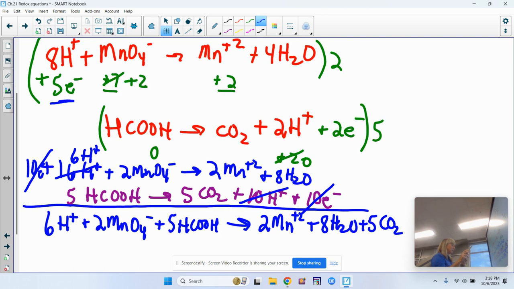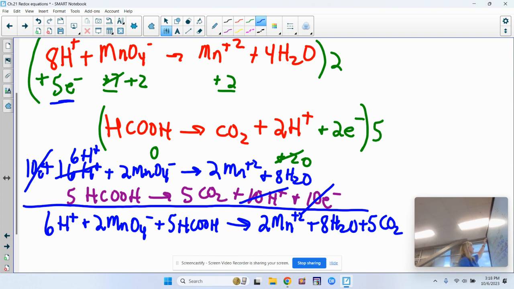And just a quick check, 5 carbons, 10 hydrogens there plus 6 more, 16 hydrogens plus 16 hydrogens. And then I have 8 plus 10, 18 oxygens there. I have 8 there and 5 times 2, 10 there. Yep, everything's balanced. Okay, so when it's an acidic solution, you're finished.